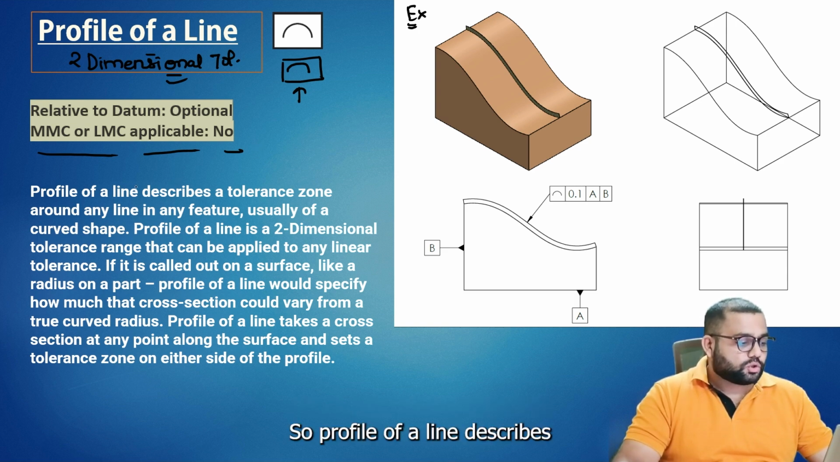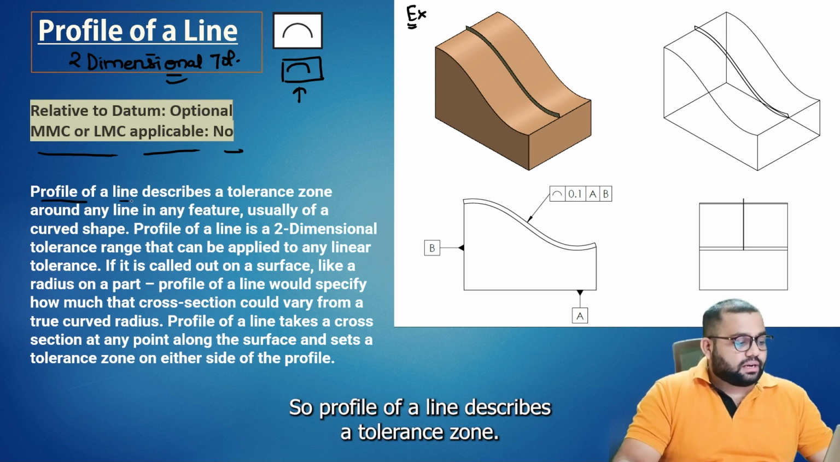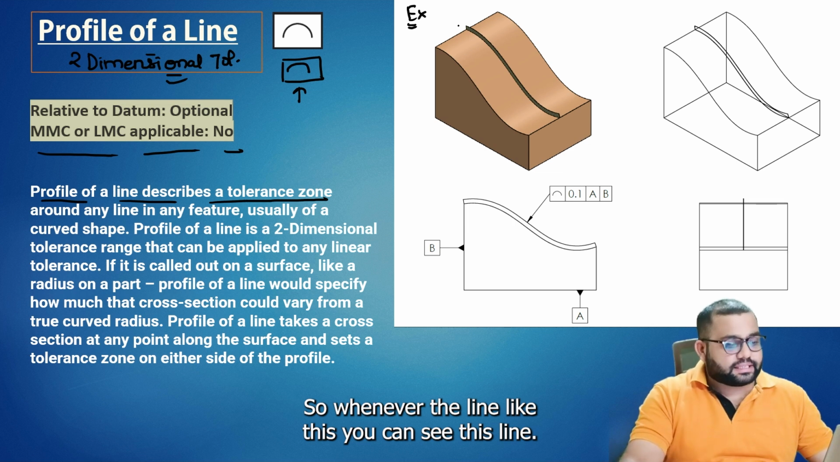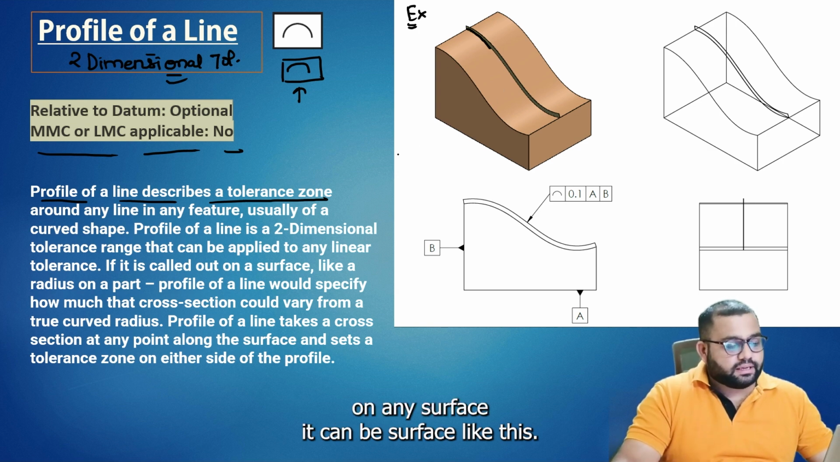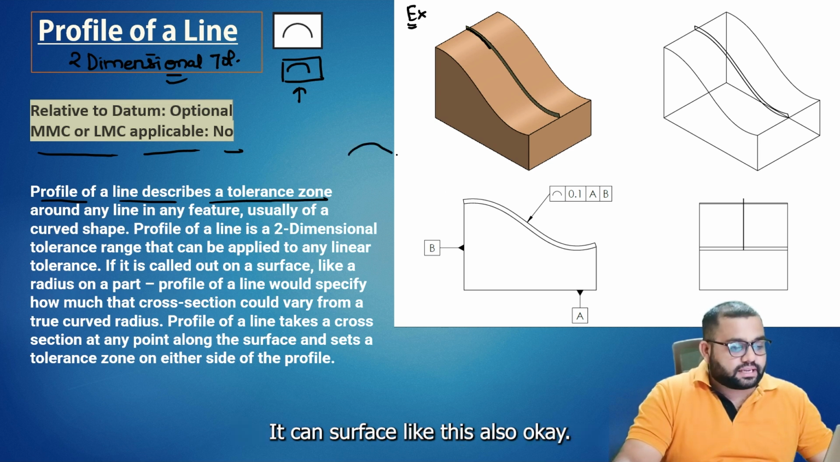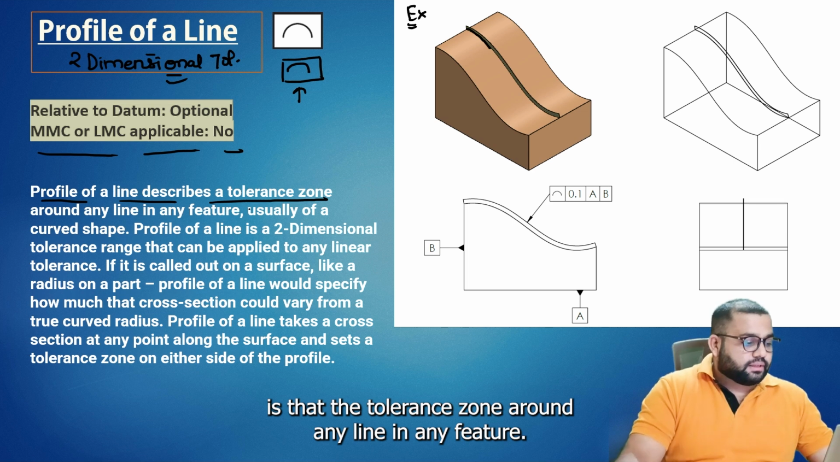Profile of a line describes a tolerance zone around any line in any feature. Whenever there is a line like this, you can see this line, on any surface. It can be a surface like this, or like any other surface. The part can be of any type. What we are showing is the tolerance zone around any line in any feature.